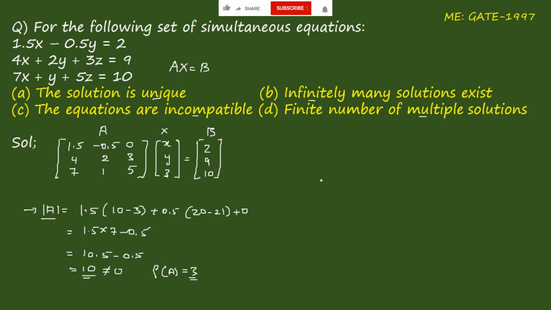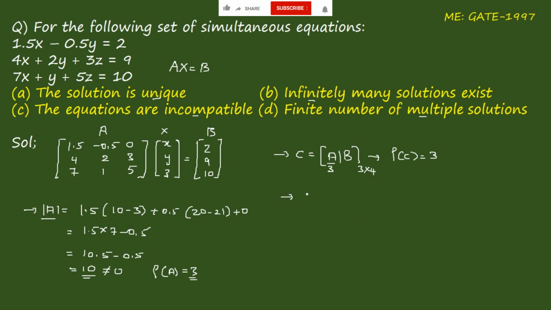We got it, right? Now coming to the C matrix. The C matrix is nothing but a combination of both A and B, right? Now in this particular case, the determinant of A is not equal to 0, so this particular rank is 3. In this matrix, it becomes a 3 cross 4 matrix. So we can say directly that the rank of C is equal to 3 only.